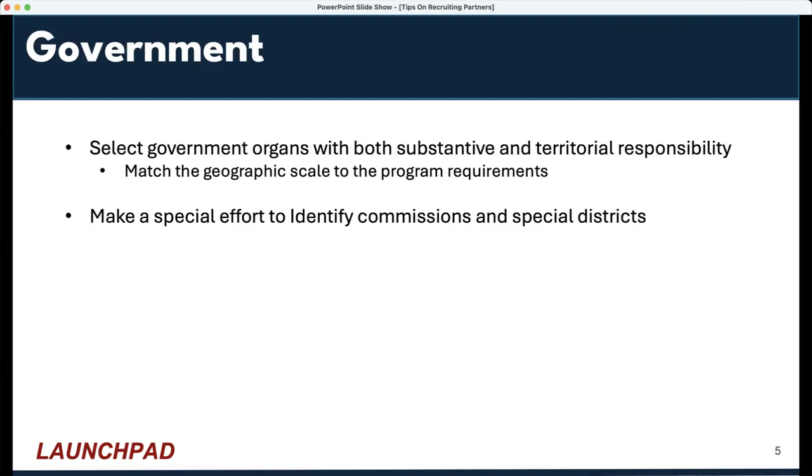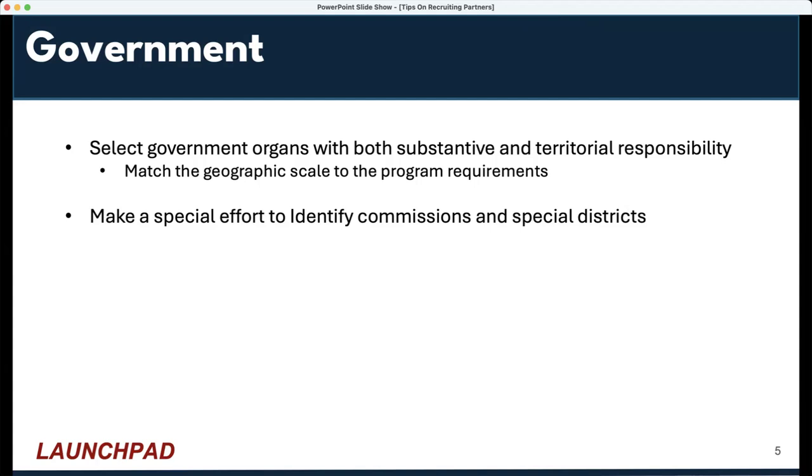Government. Now, be sure to select government organs that have both substantive and territorial responsibility. Match the geographic scale to the program requirements. If you're working on a regional engine, get the regional commissions that might be involved. And then make a special effort to identify commissions and special districts.